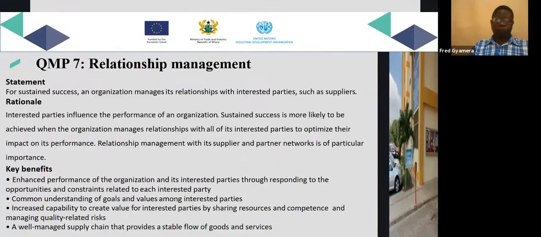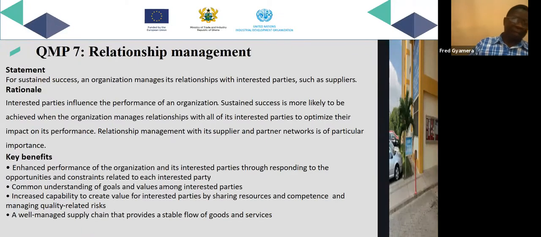So the seventh one is talking about relationship management. For sustained success, manage your relationships, because it will influence the performance of the organization and how you sustain your success. So benefit performance, we're talking about the performance of the company or the organization and its interested parties through responding to opportunities and constraints related to the people you are talking about, the interested parties.